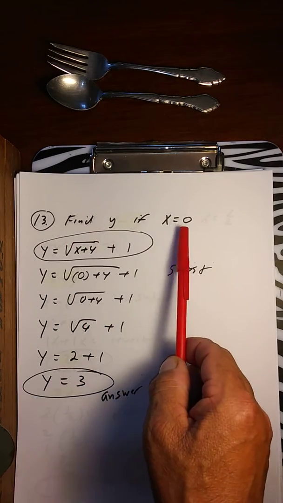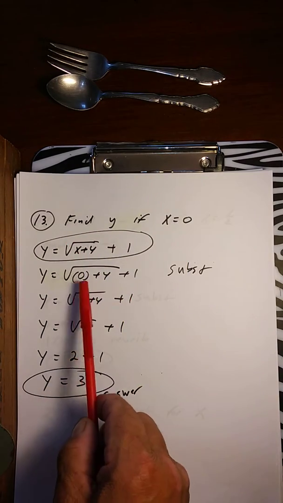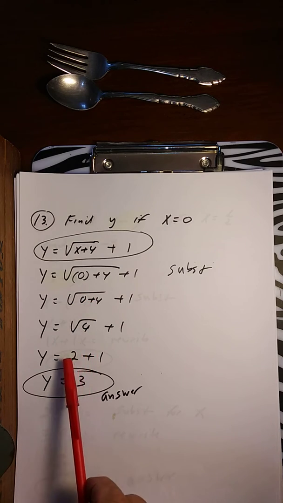Find y if x is 0. Put a 0 for the x. 0 plus 4 is 4. Square root of 4 is 2. 2 plus 1 is 3.